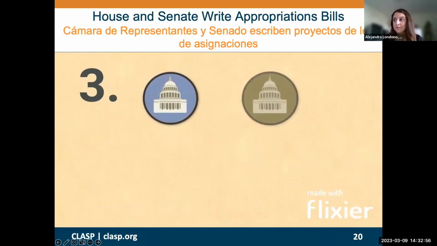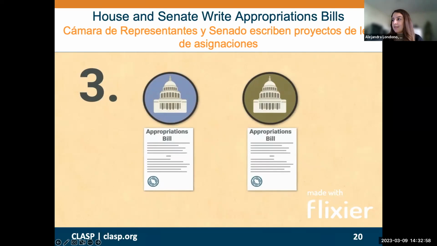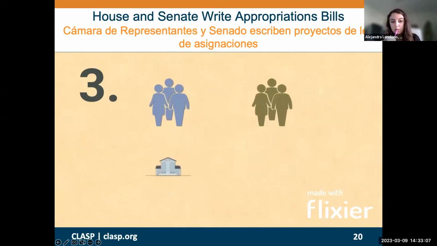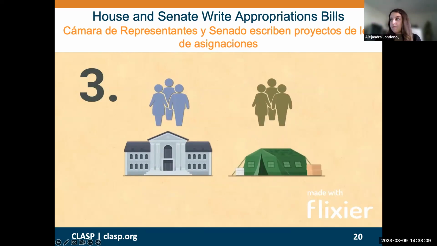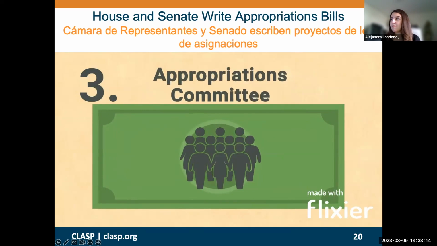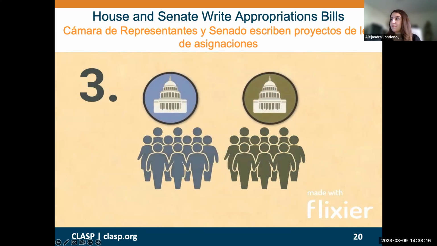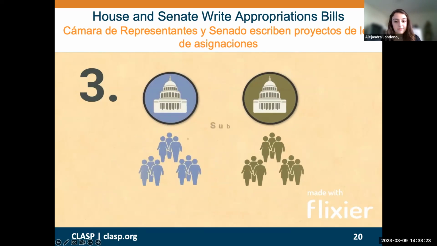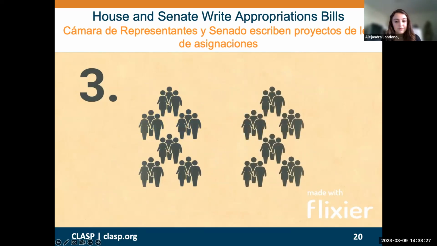3. The House and the Senate write appropriations bills. The House and the Senate both have a lot of small groups called committees. Committees pay special attention to different topics, like education or the Army. The committee that pays attention to how to spend the money in the budget is called the Appropriations Committee. The House and the Senate both have their own appropriations committees. The Appropriations Committee is made of even smaller groups called subcommittees. Right now, there are 12 subcommittees.